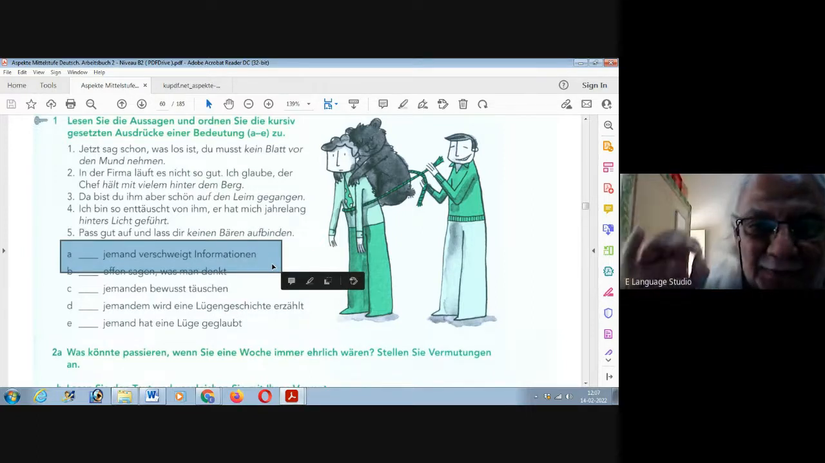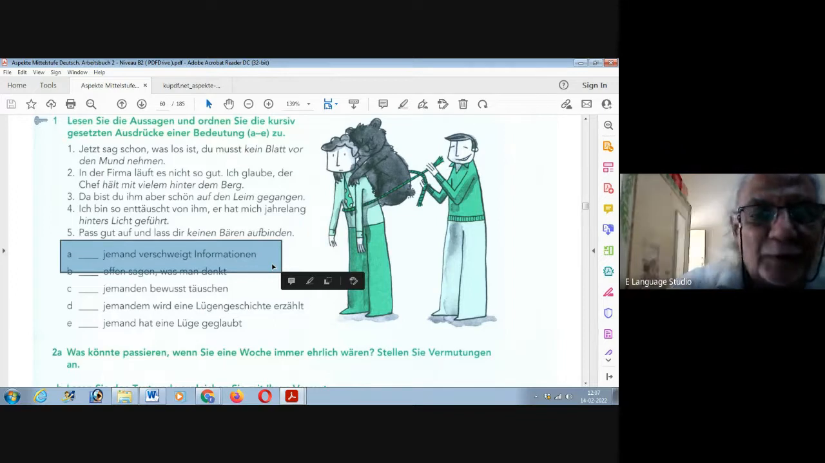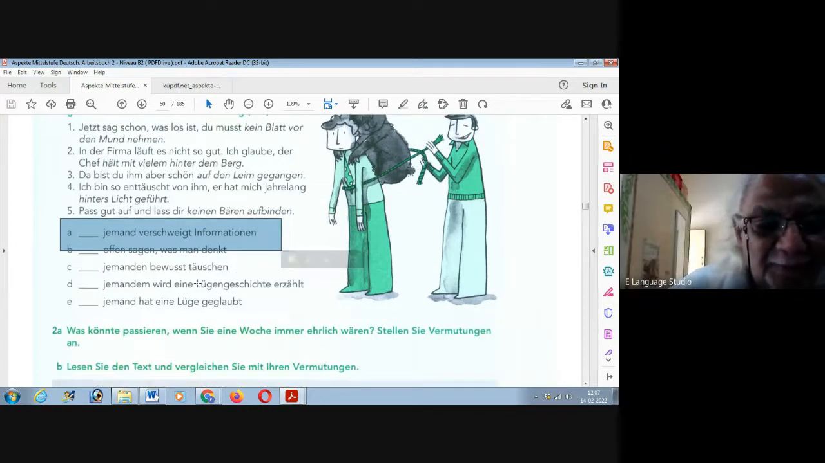Redewendungen, they are also important as spoken language. Let's try one more.